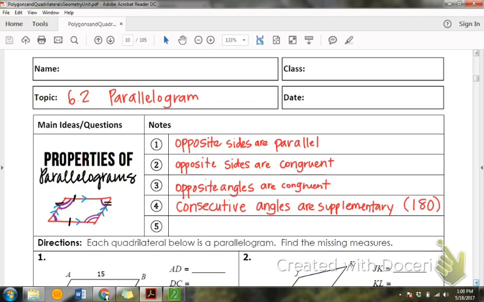Okay, what that means in my diagram is that this angle and this angle, if I add them together, these two angles, they add up to be 180. Okay, so angles that are beside each other, or this angle and this angle, these add up to be 180.